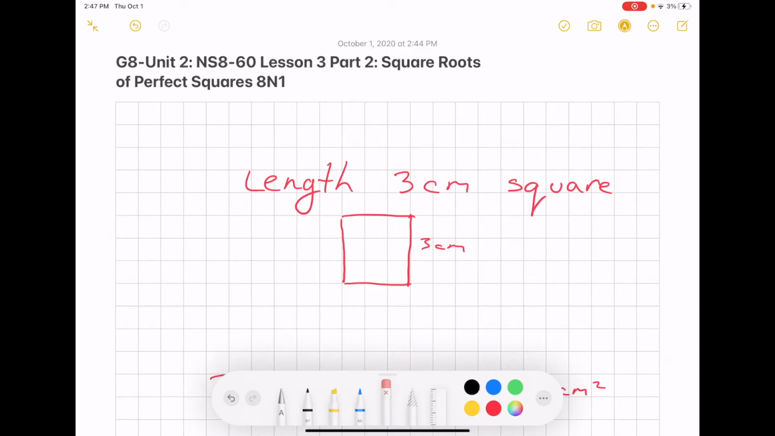All right, so we're continuing on with square roots and perfect squares. So if I'm looking at this square and I'm telling you that one of the sides is 3 centimeters long, how would I find the area of this square? Just think about that for a second.